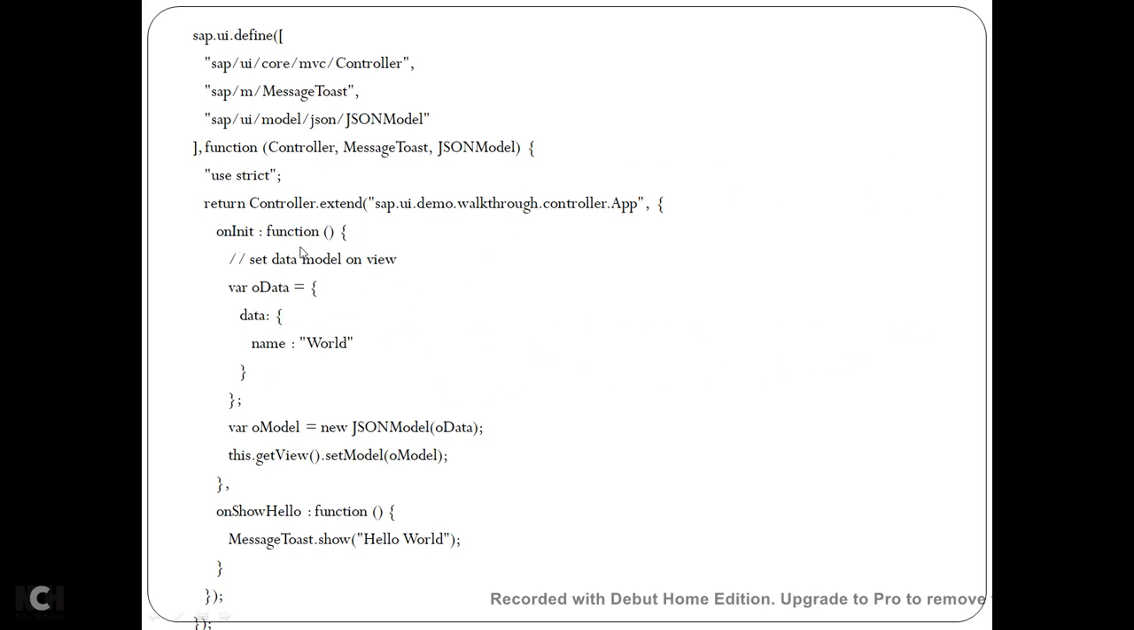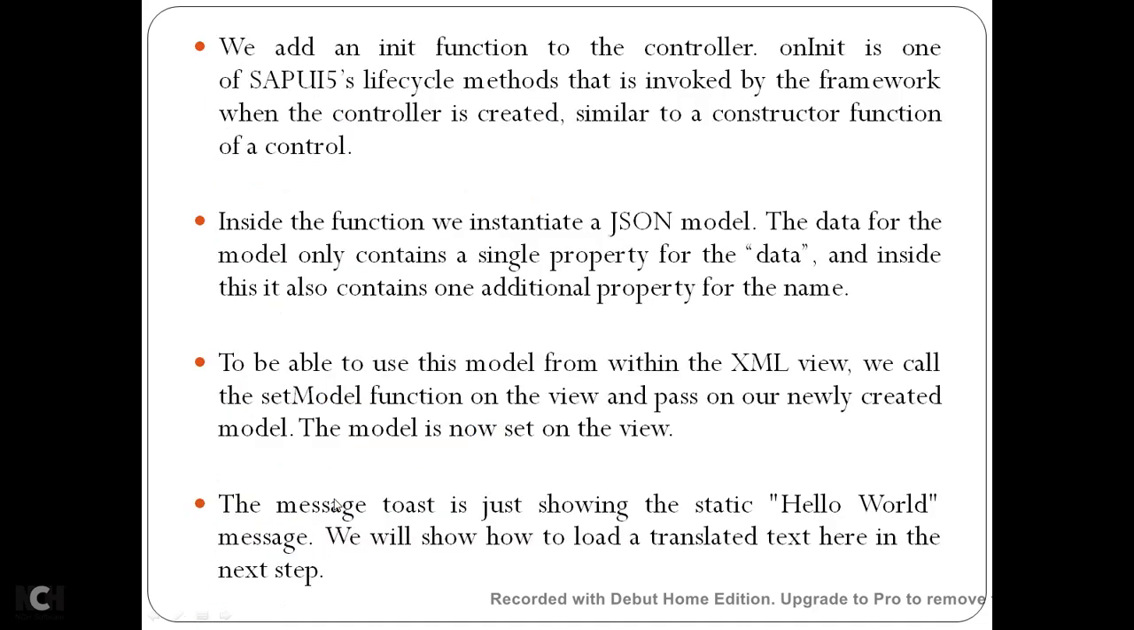Here in the init function I have loaded that oData, the data entity and name. This is world, and I am loading that oData into our model, and I am accessing that oModel data in my view. And this is my previous example code. So I am going to discuss that. We add an init function to the controller. onInit is one of SAP UI5's lifecycle methods that is invoked by the framework when the controller is created, similar to a constructor function of a control.